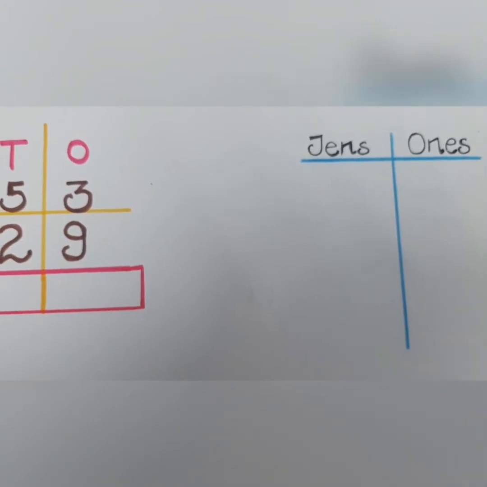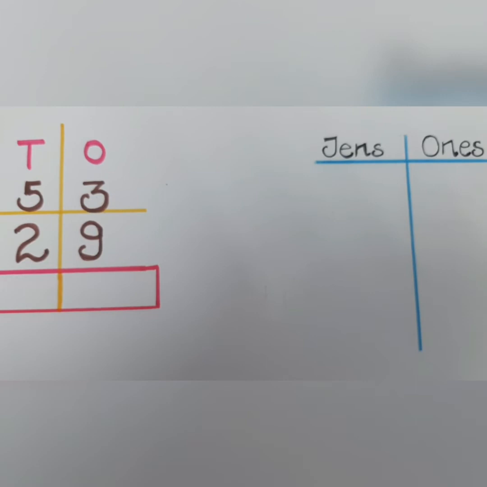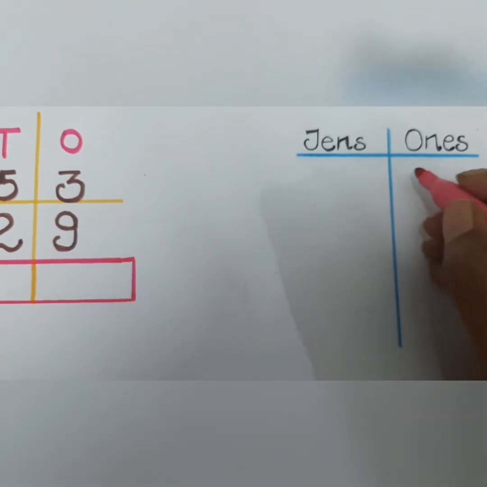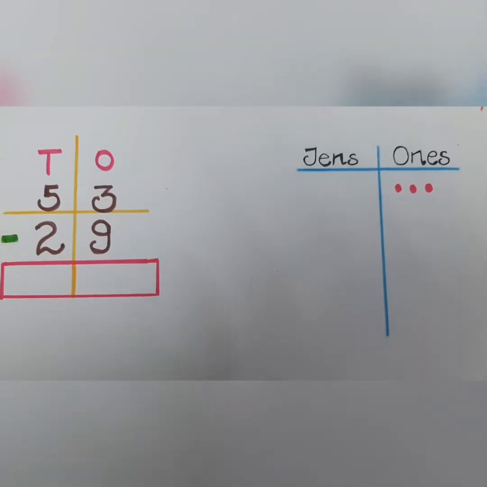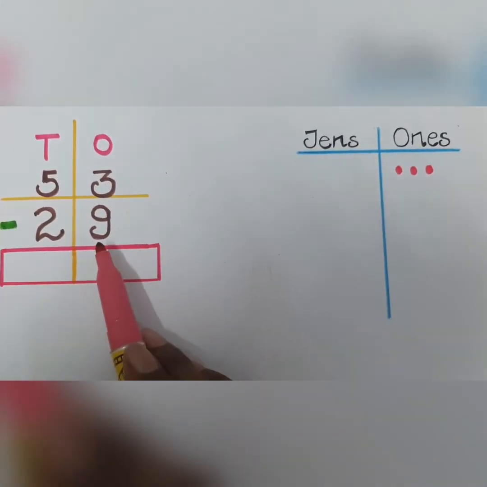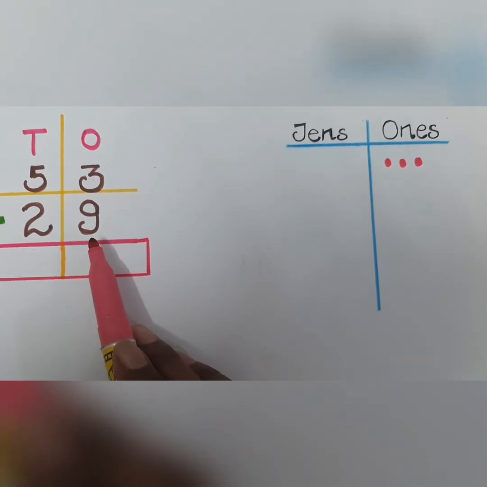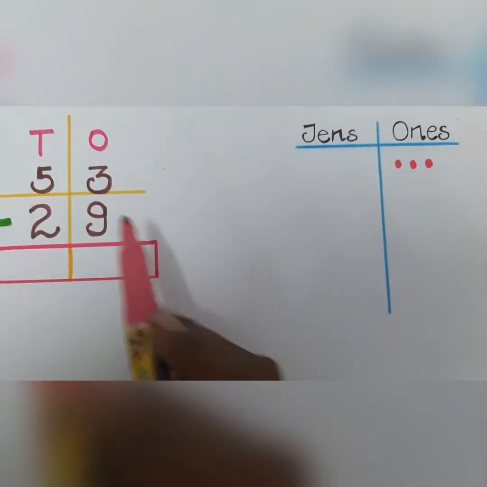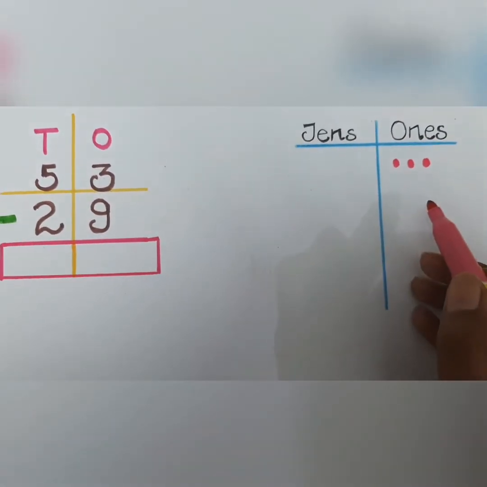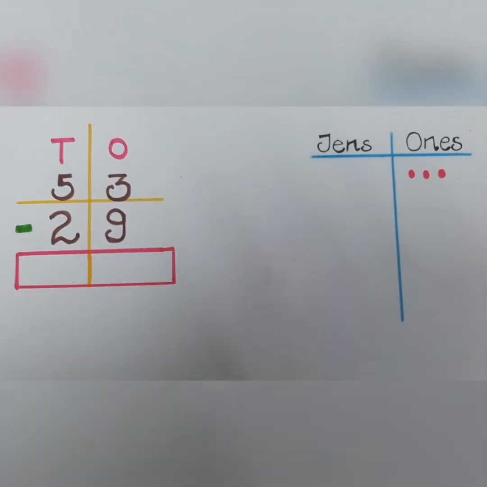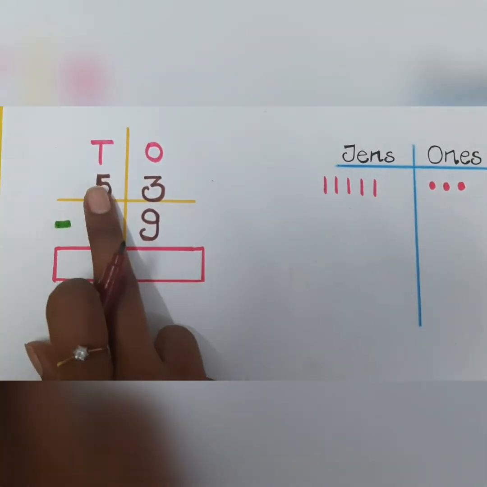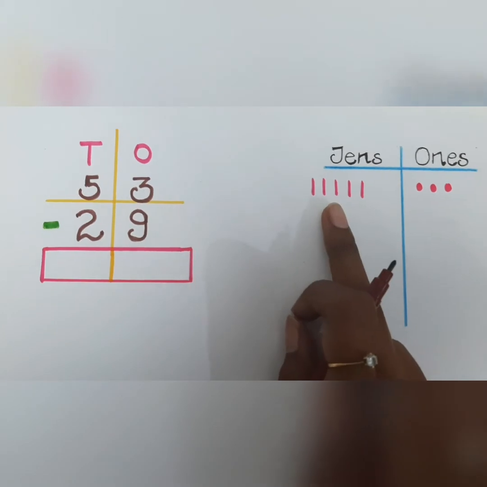Okay, and what you have to do is that the first number at ones place is 3. So we will put 3 dots over here. I have put 3 dots at ones place because it is the number 3, and the other number at ones place is 9. Okay, that we will write later. Then the number at tens place is 5. So we will draw 5 lines at tens place. Now you can see I have drawn 5 lines because at tens place there is the digit 5.